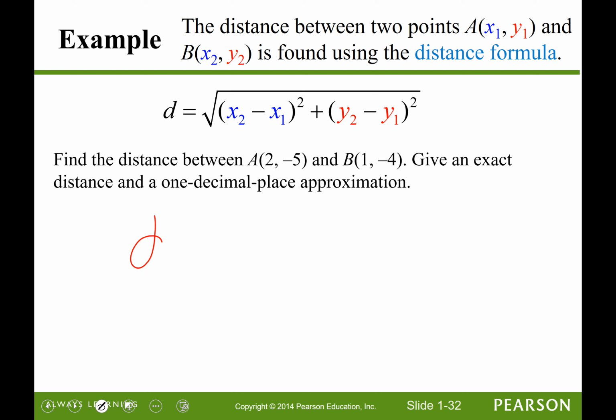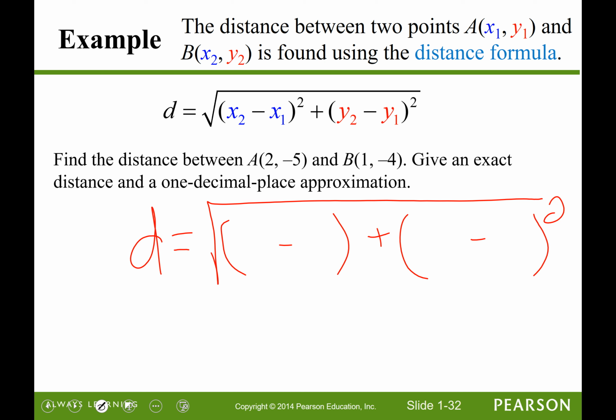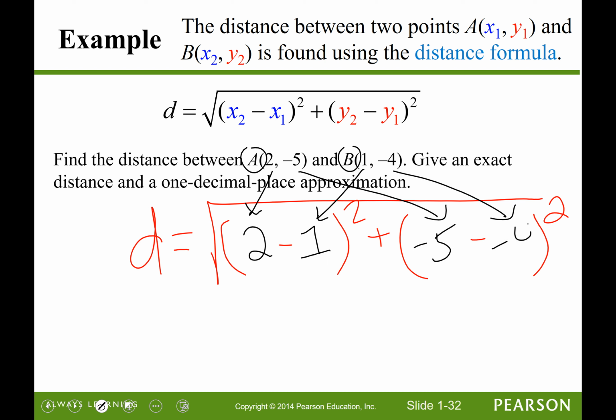I start out with capital D equals the large square root sign, and then I say the sum of the differences squared. Now I can go plug in my 4 blanks. The x's go first, 2 and 1. Make sure whatever order you decided to put the x's in, you stay consistent. So I did the A first and then the B, so I have to do the same. I'll do the A first, which is negative 5, and then the B, which is negative 4.